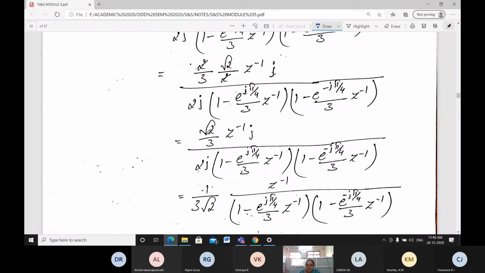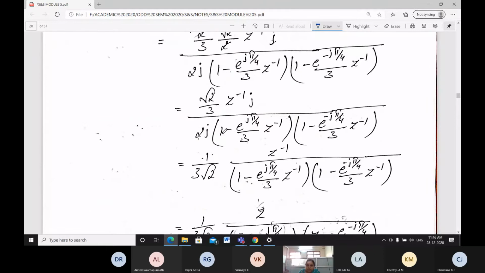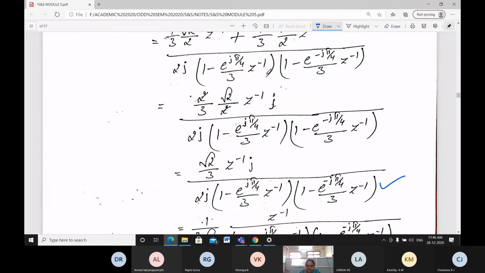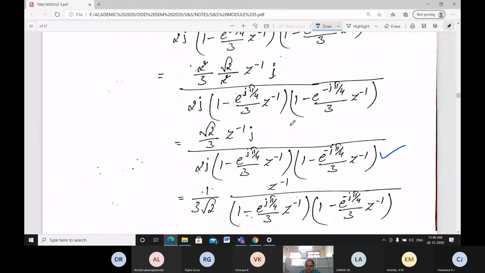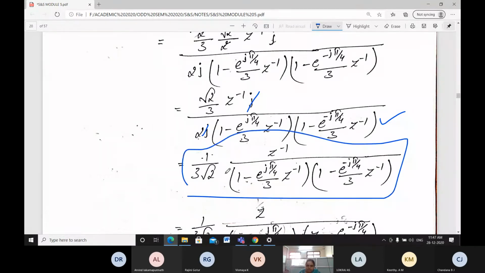If you solve, you will be getting root 2 by 3 z inverse into j, divided by 2j, 1 minus, this is the numerator part, and the denominator part as it is. Here I didn't change anything, just took the LCM and kept the denominator as it is. The j gets cancelled, then solving this you will be getting 1 divided by 3 into root 2 z inverse divided by 1 minus e raised to j pi by 4 divided by 3 z inverse, 1 minus e raised to minus j pi by 4 divided by 3 z inverse. This is the equation you got.